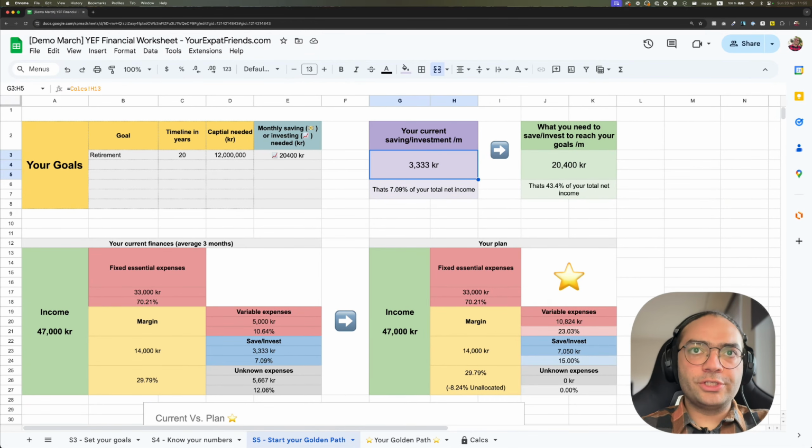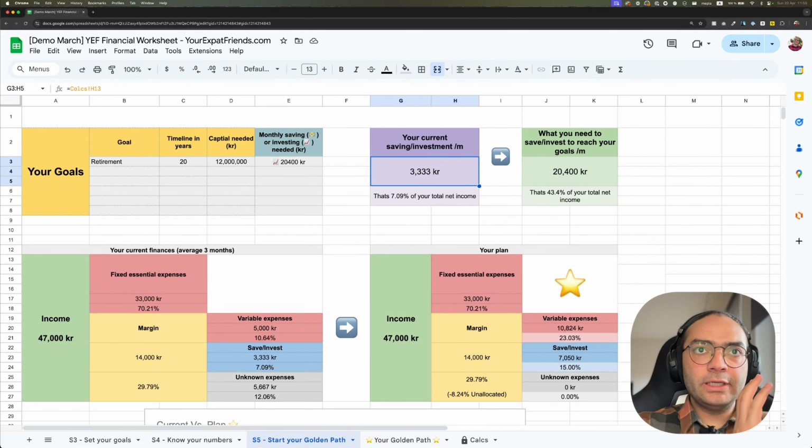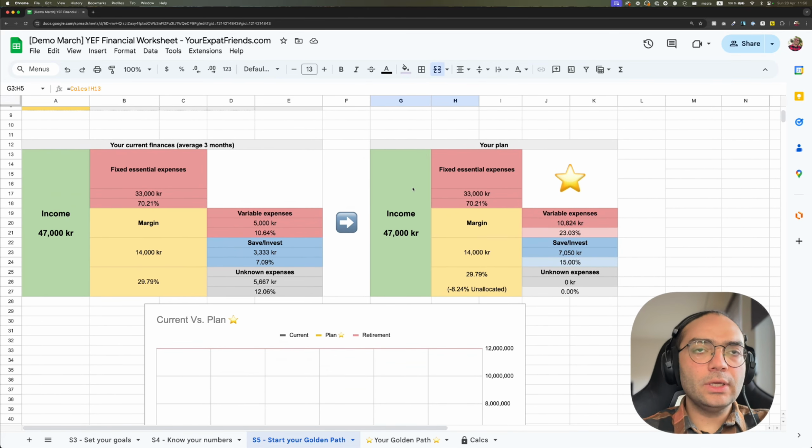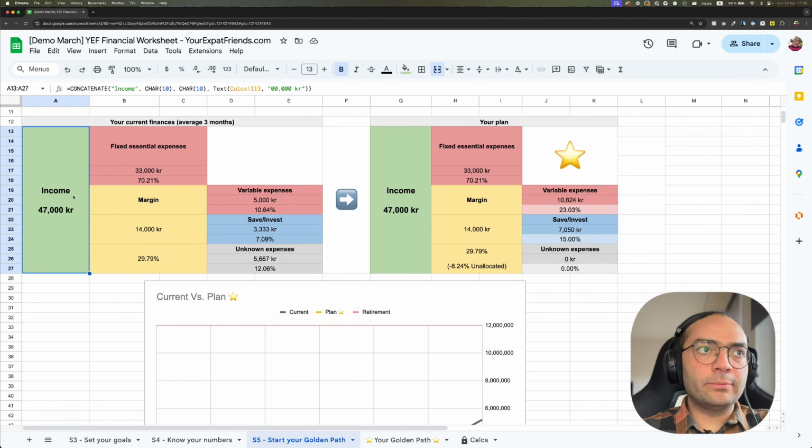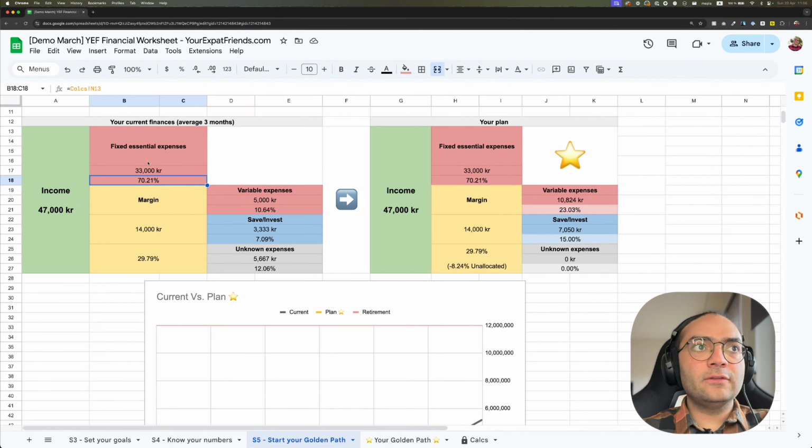Now we want to understand how we go from where we stand today, how we are saving, towards the amount that we actually need to save in order to reach our goals. In order to do that, we want to look at our monthly cash flow. In this example, we have 47,000 kroner of income coming in, and then 33,000 kroner of it is going out as fixed essential expenses. That means 70% of my income is going into fixed essential expenses.